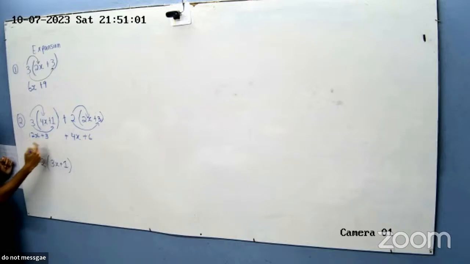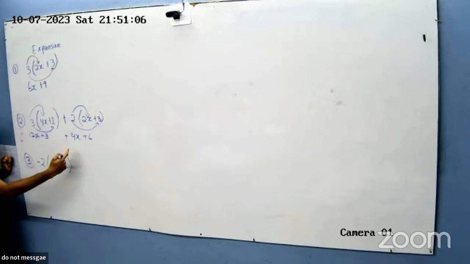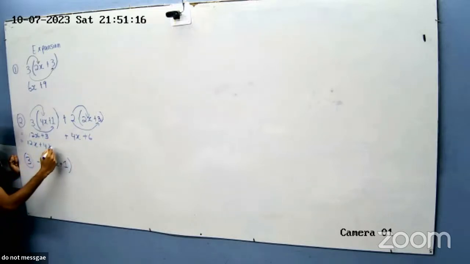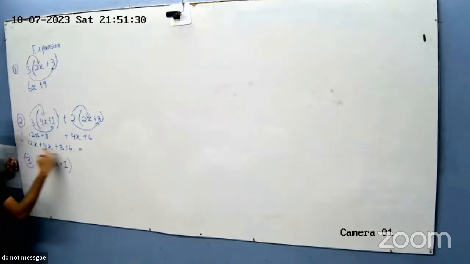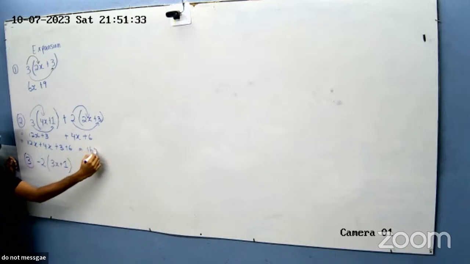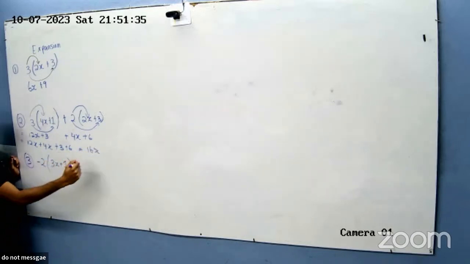Then we group your common terms. The 12x and 4x are common because they both have x's, and 3 and 6 are common. Then simplify: 12x plus 4x gives 16x, and then 3 plus 6 is 9.